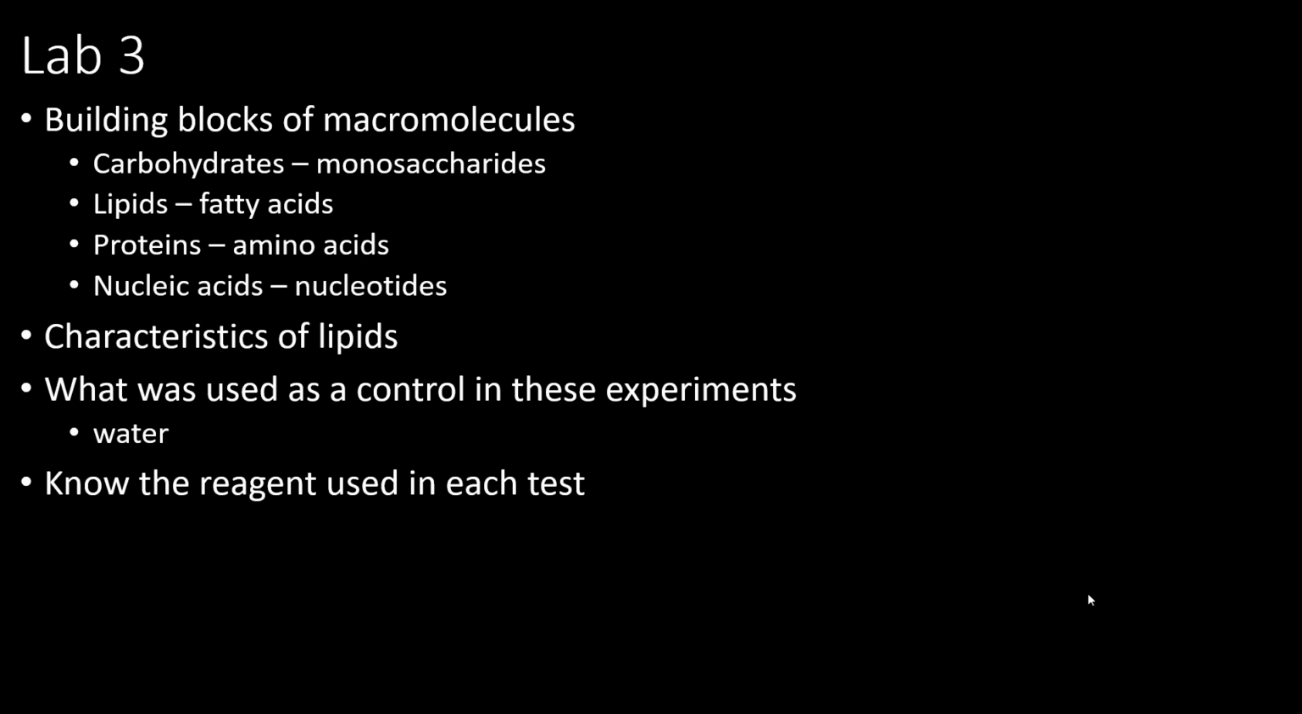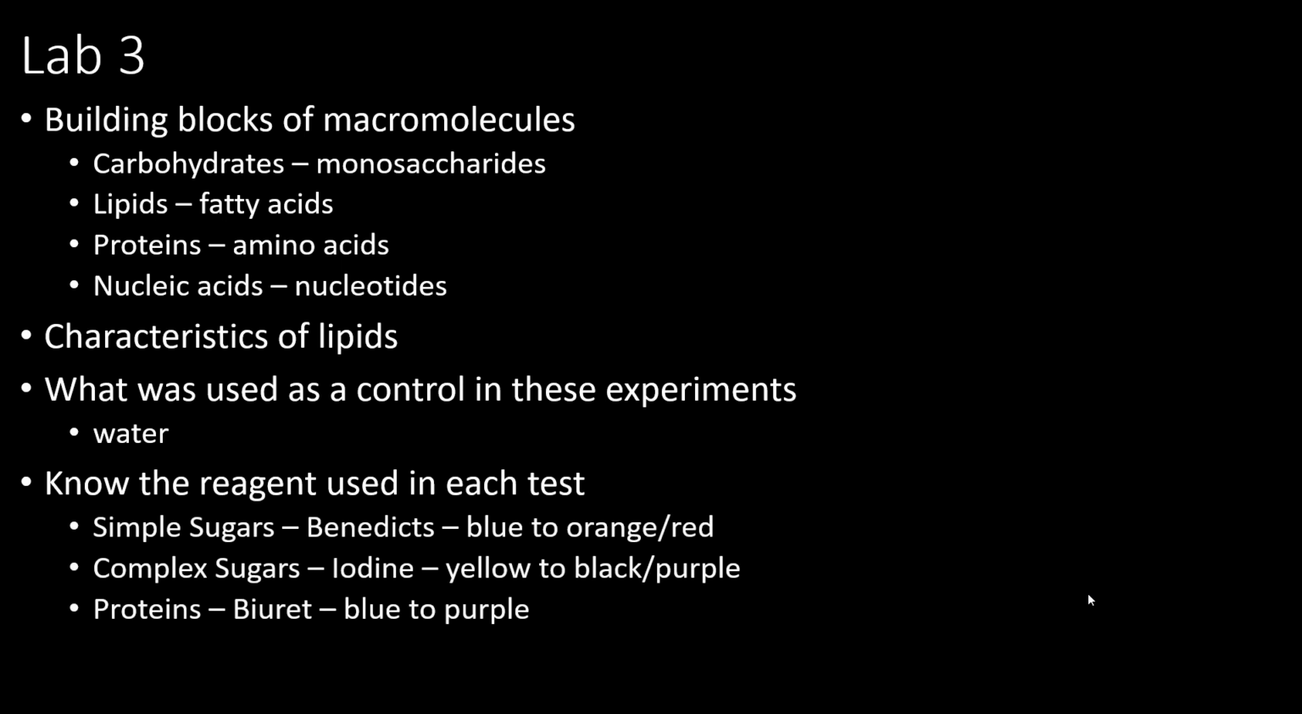We also need to know the reagent that was used for each test. Now, when you guys did this lab, for simple sugars and proteins, you just read the nutritional labels and told us whether it was positive or negative. However, in the lab, it talked about the reagents used. So you are going to be held accountable for these. The simple sugars use the reagent called Benedict's. Benedict's goes from a blue color to an orange or red color if a simple sugar is present.